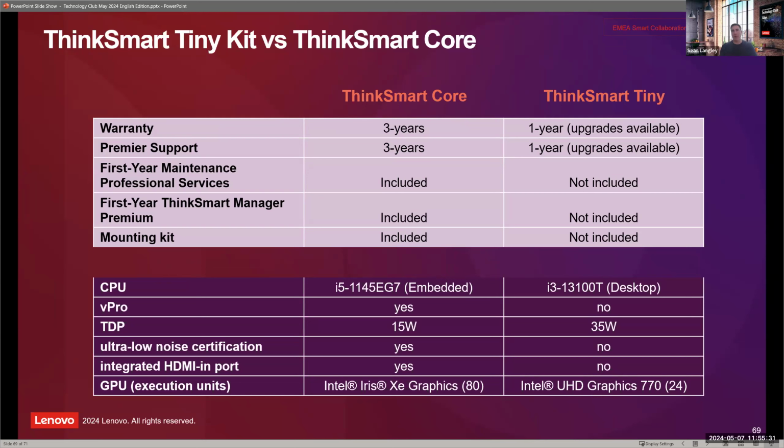And of course, the GPU, there's differences in terms of execution units between the Intel Iris Xe on board the Core and then the Intel UHD graphics there. So the execution units you can see are 80 and 24 respectively. So key differences between the devices.